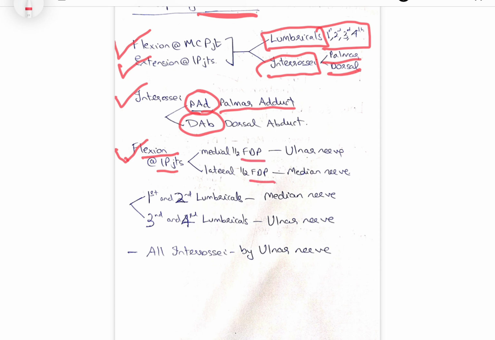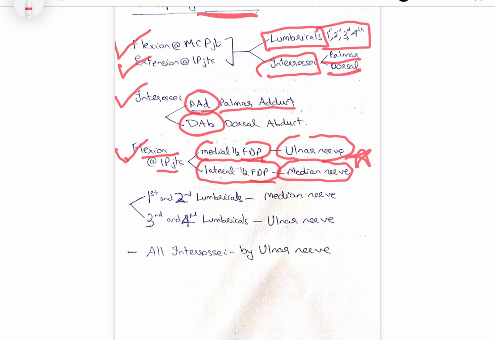As we discussed in the anatomy slide, the medial half of FDP is supplied by ulnar nerve. There is hybrid supply, while the lateral half of FDP is supplied by median nerve. Remember this very important concept. Flexion at IP joint by long flexors, that is FDP, the medial half of which is supplied by ulnar nerve and the lateral half is supplied by median nerve. Okay, am I making sense?